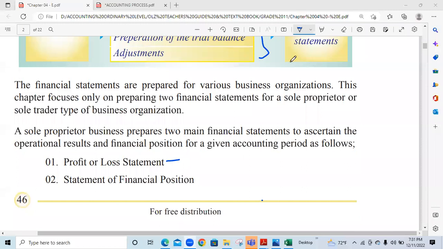Yes. Okay. So guys, see here, when you go to A levels, you will study more than 2. Can you all please mute yourself? Okay. For a sole trader business, in O levels you will study 2 financial statements. That is the statement of profit or loss and the statement of financial position.